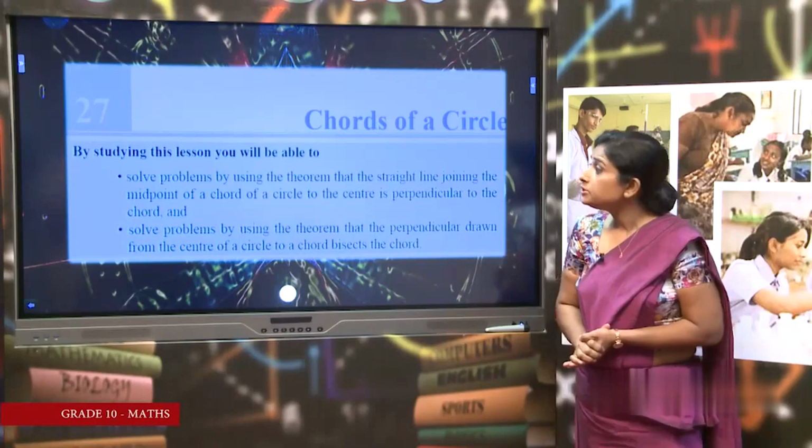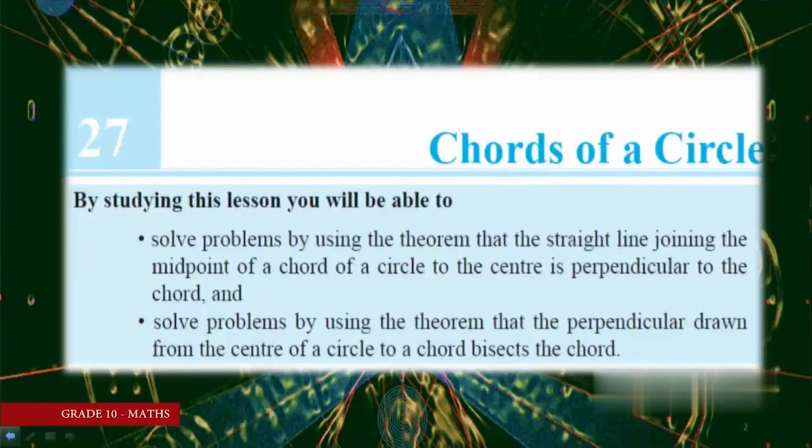you will be able to solve problems by using the theorem that the straight line joining the midpoint of a chord of a circle to the center is perpendicular to the chord, and solve problems by using the theorem that the perpendicular drawn from the center of the circle to a chord bisects the chord. The second part you can learn under the second part of this lesson. Today I am going to talk about part 1.